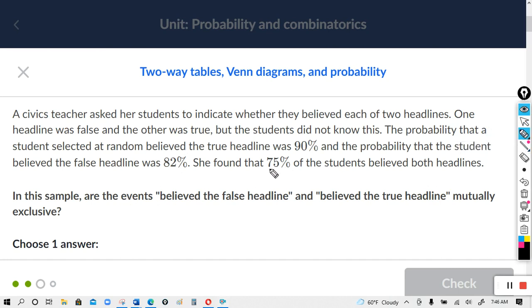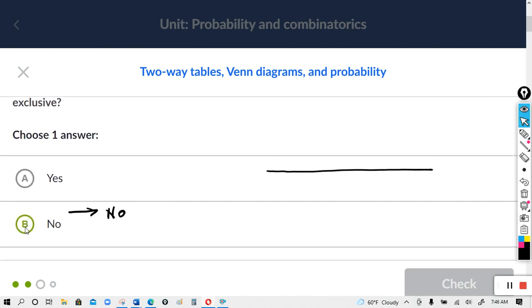Okay, well, 75% believed both. That means there is an overlap. Okay, mutually exclusive means no overlap. So the answer is definitely a no. All right, so pick no.